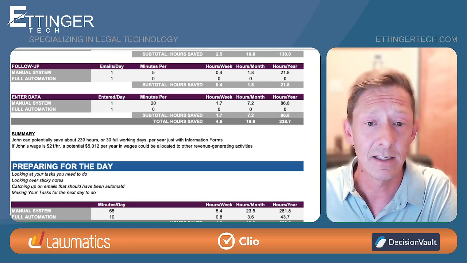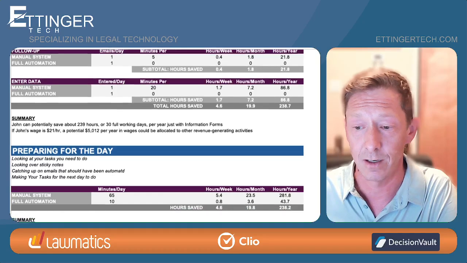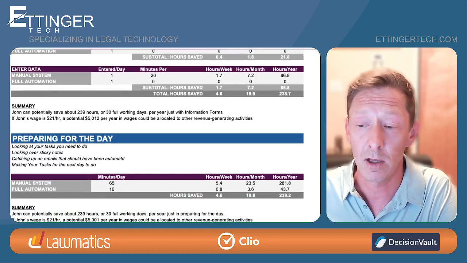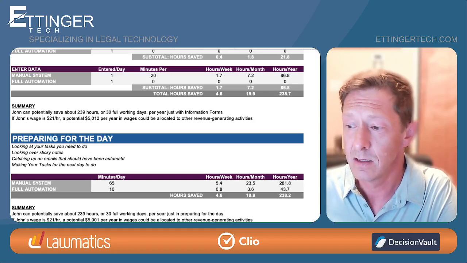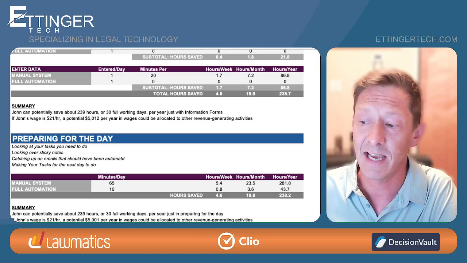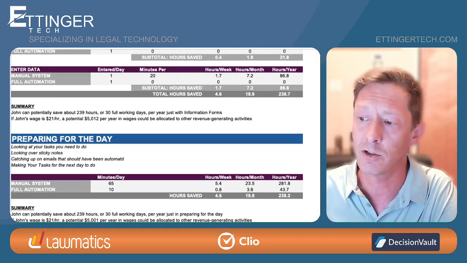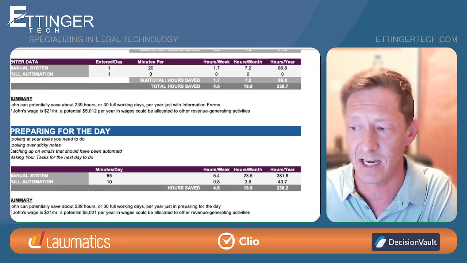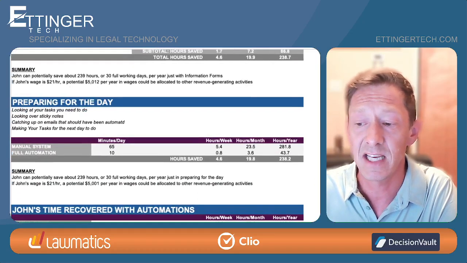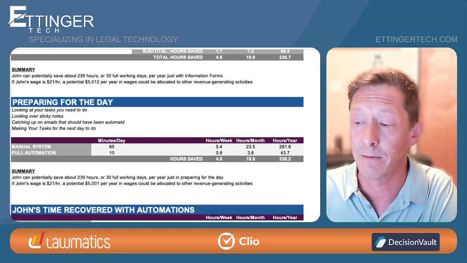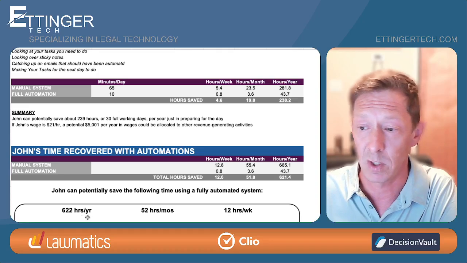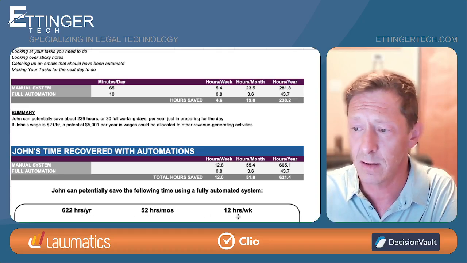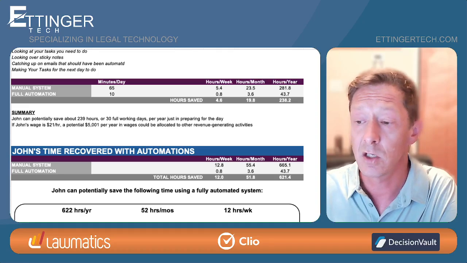And then you'll see a compilation here. So this is going to be John's time recovered with automations in place. So you'll see the total here. You save about 621 hours just in these 3 case studies. So John can potentially save the following time using a fully automated system: 622 hours per year, 52 hours per month, 12 hours per week, so on and so forth.